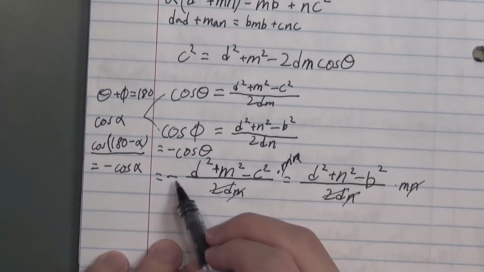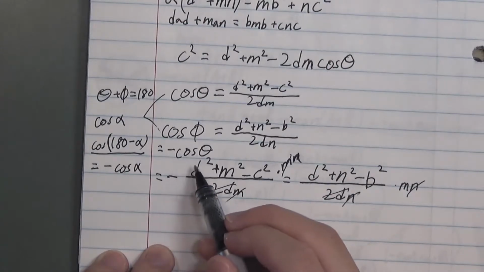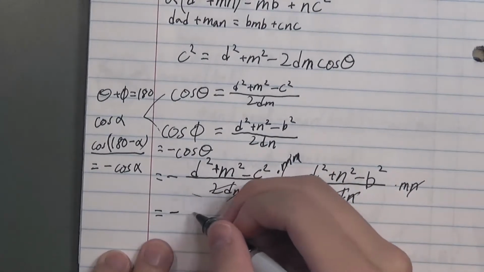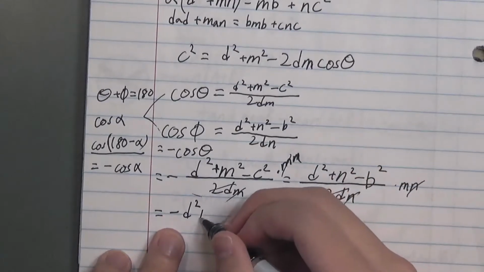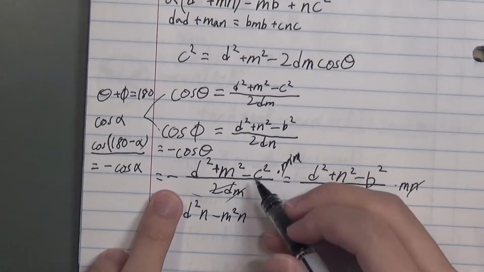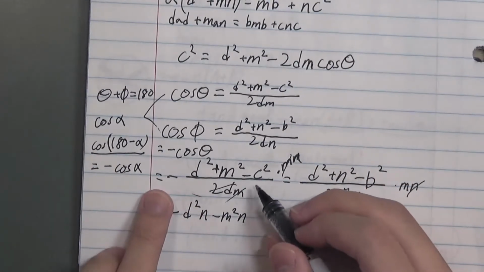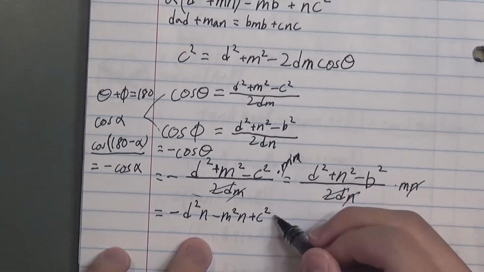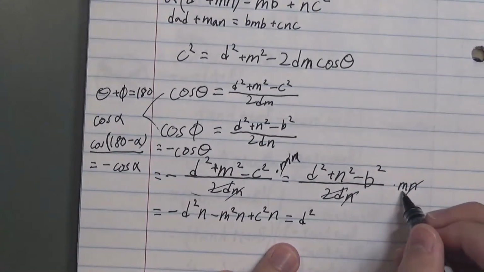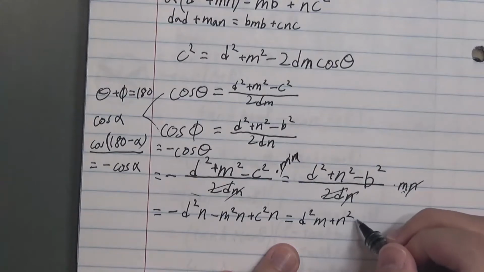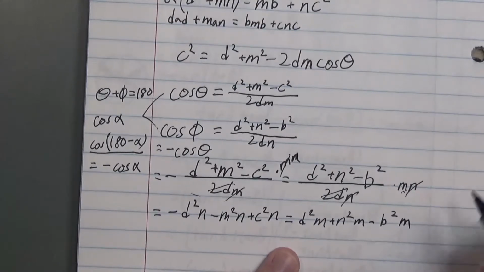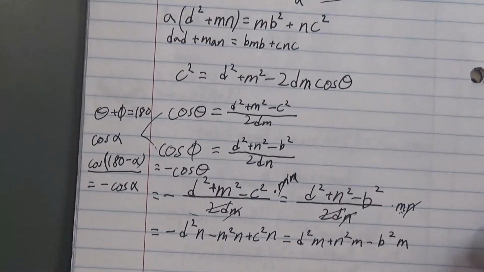And also, while we're at it, let's distribute this negative into all these terms on this side. So in the end, we end up with minus d squared times n, minus m squared times n, and then minus c squared, so it's a positive c squared, plus c squared times n, and all that equals d squared times m plus n squared times m minus b squared times m. M and n, they sound very similar on a microphone.